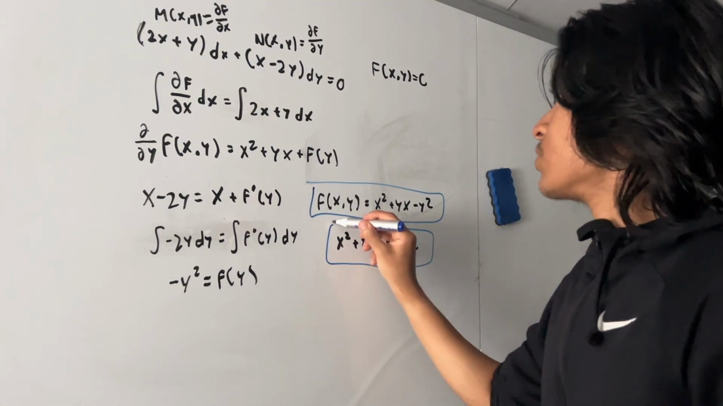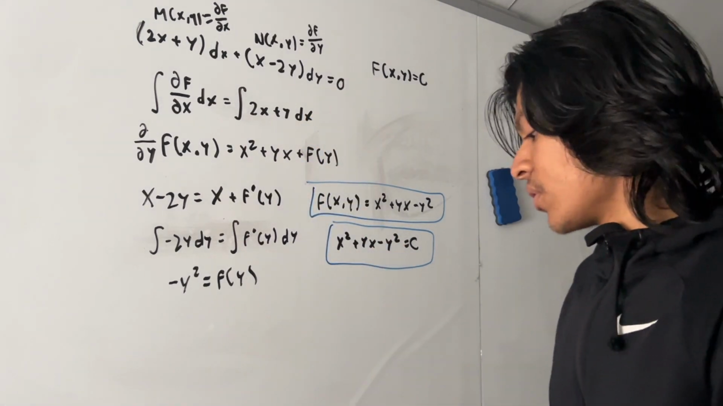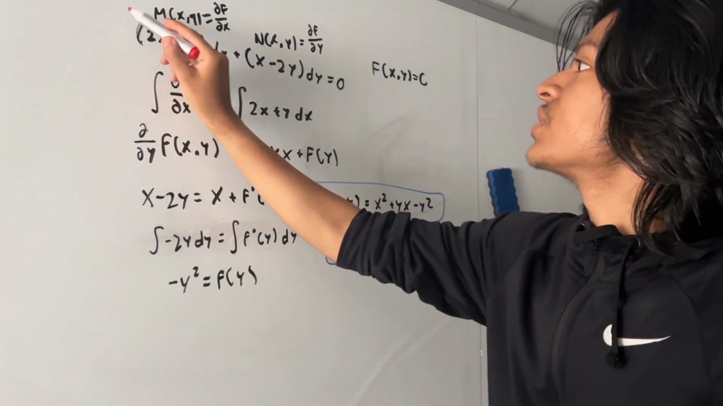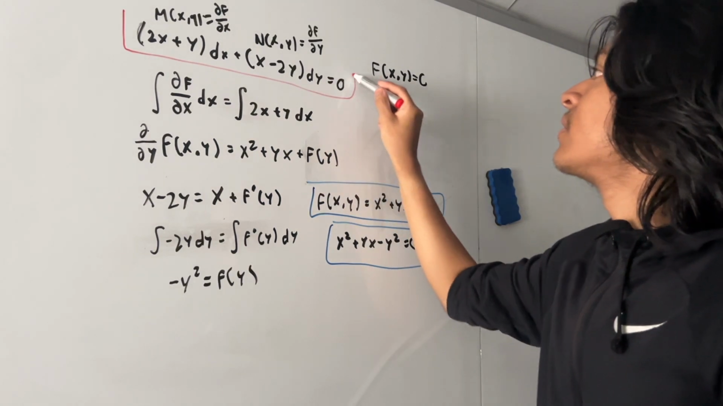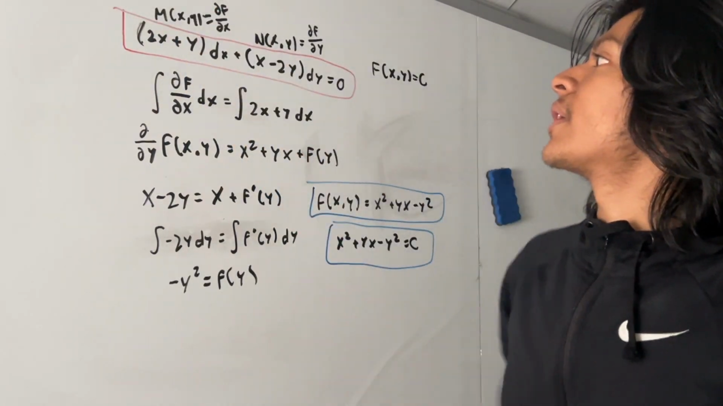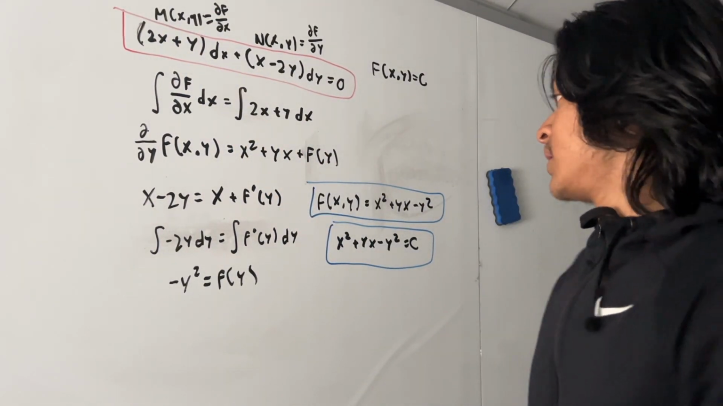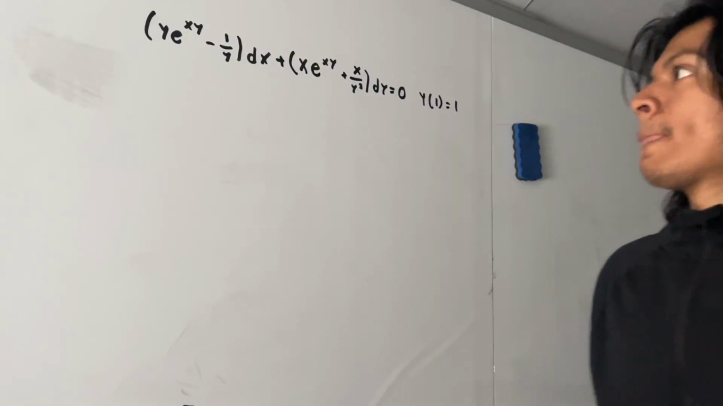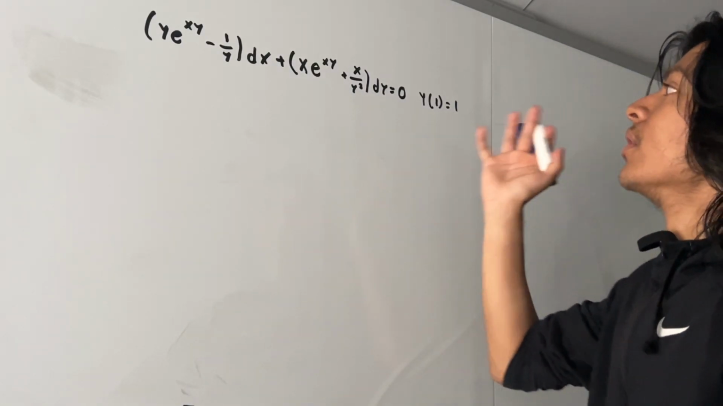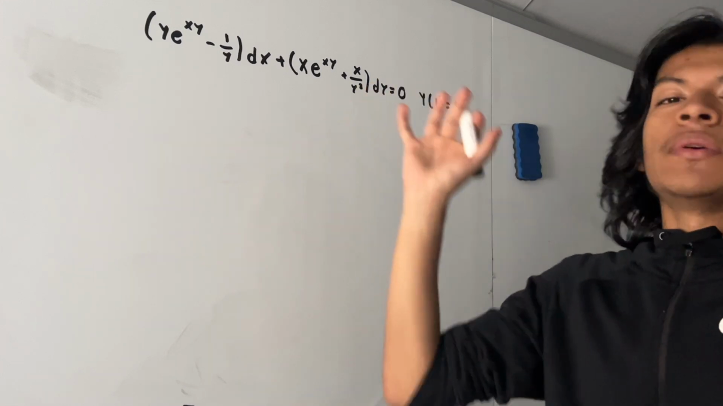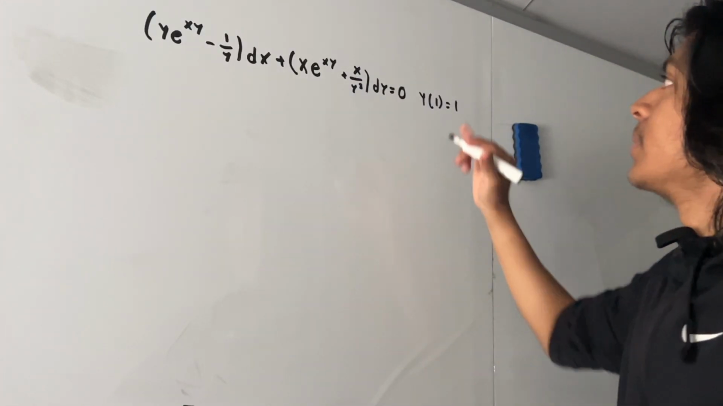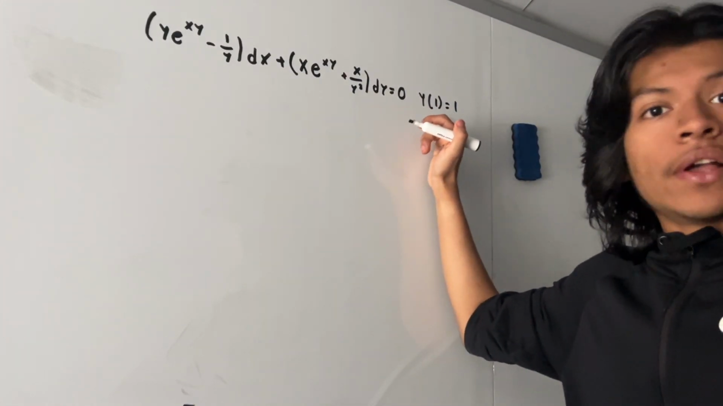So this is our solution for this differential equation, which was this one. Okay, that's one problem. Let's go on to another one. Okay, so here we have another differential equation. It's a bit more complicated, but now we have this initial value problem.